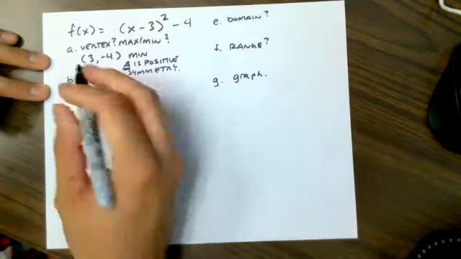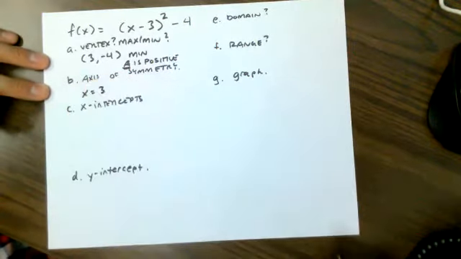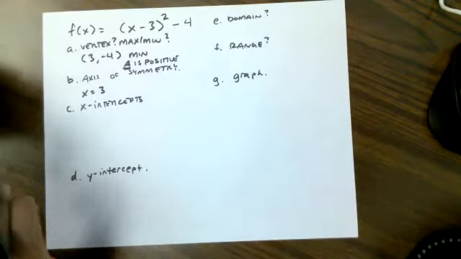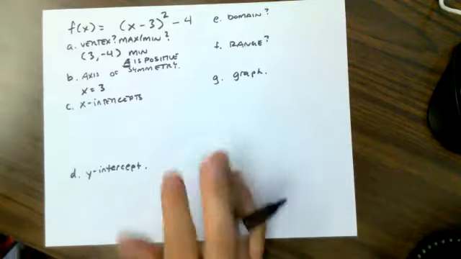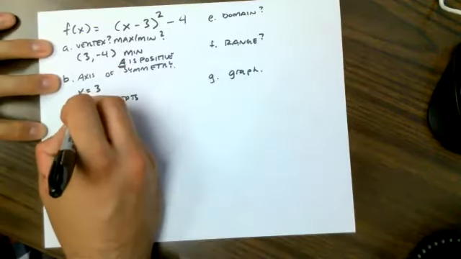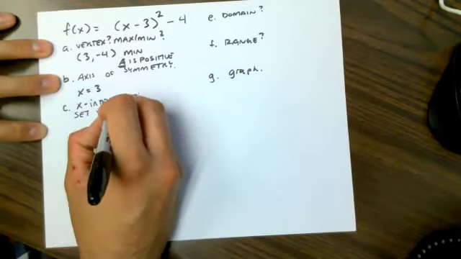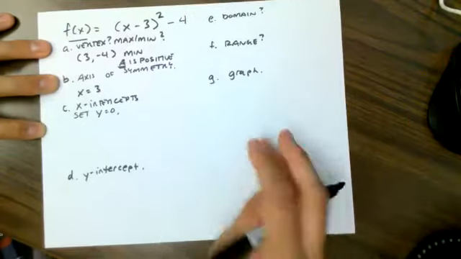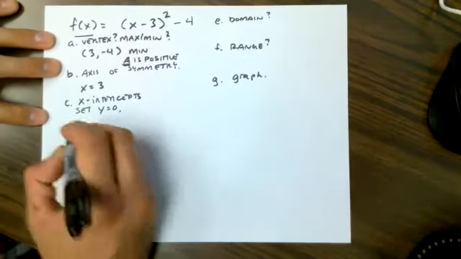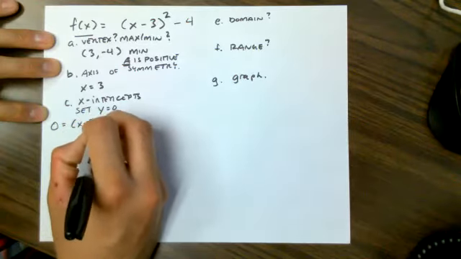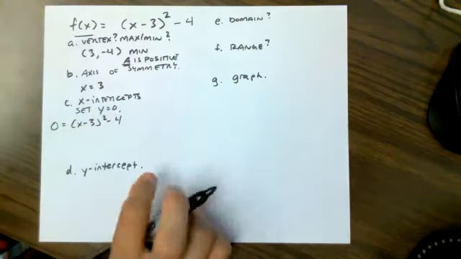So B, axis of symmetry, it's the easiest one. X equals 3. Now we need to find the x and y-intercepts. Remember, if you want to find the x-intercepts, you just set y equal to 0. Now for us, our y value is f of x, that's just a fancy way to say y. So I'm going to set 0 equal to (x minus 3) squared minus 4.